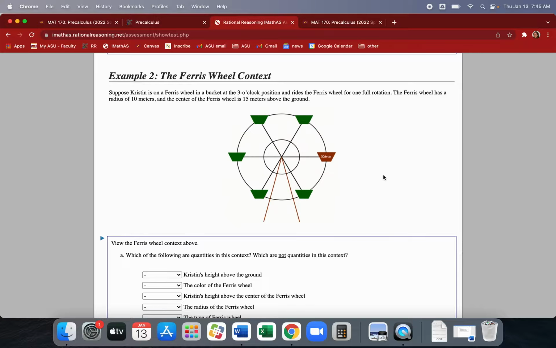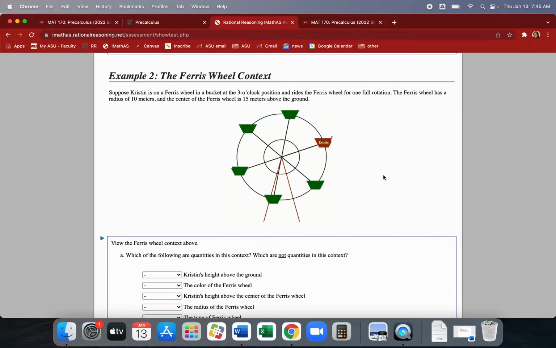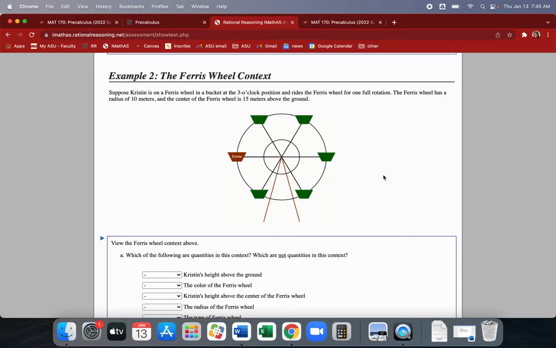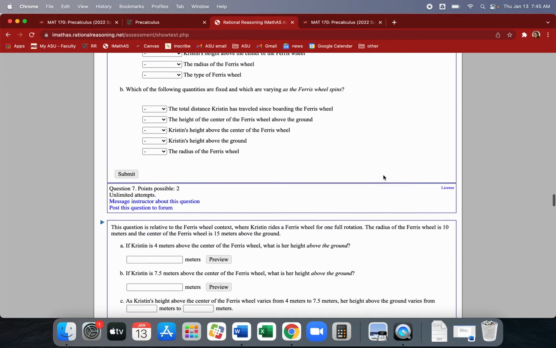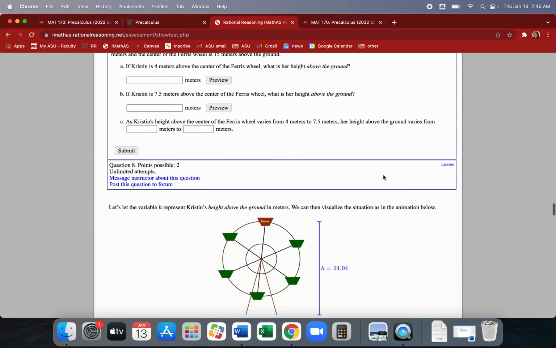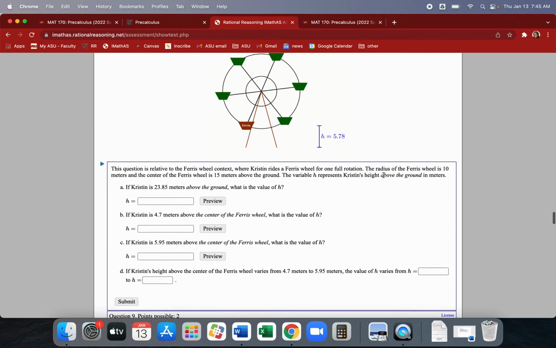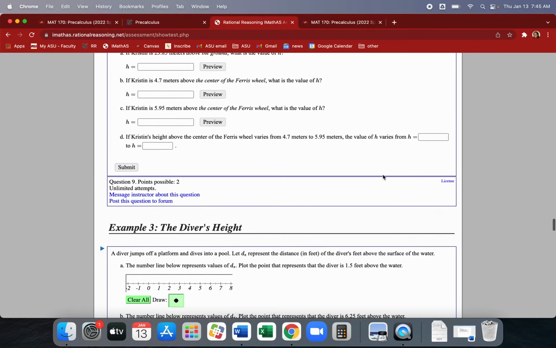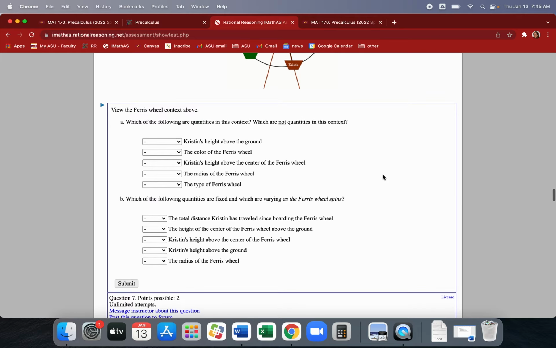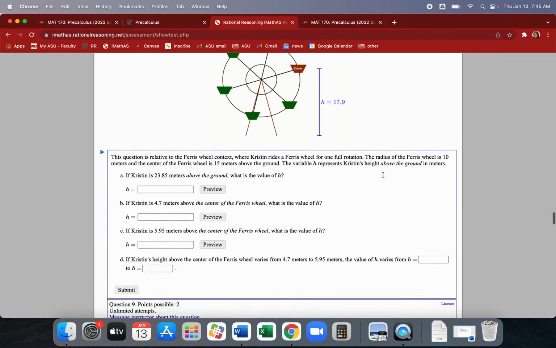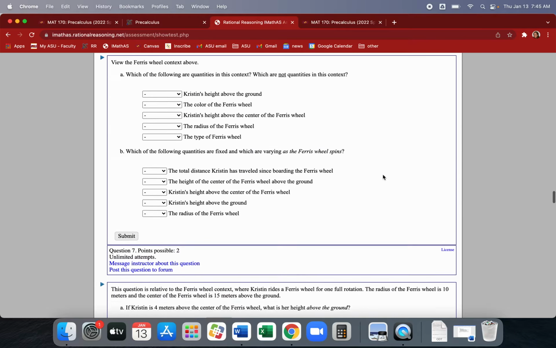So example 2, the Ferris wheel. What I'd like you to do, you can do this on your own if you want, or talk with a neighbor, but see what you can do to answer the questions on the Ferris wheel. This is kind of basic descriptions of quantities again. You'll see there are several questions all about this Ferris wheel, about the values of these and what's varying and what's not. They're numbered here. 7, 8, and 9 are all about this Ferris wheel situation.